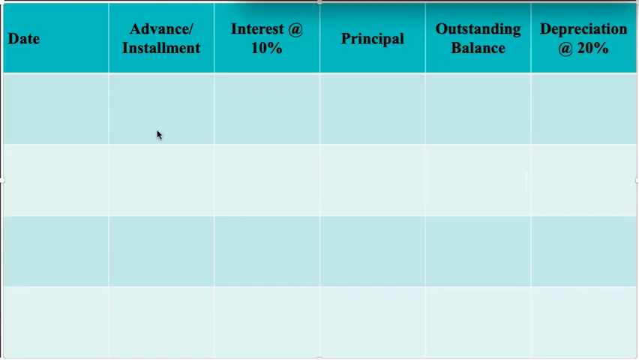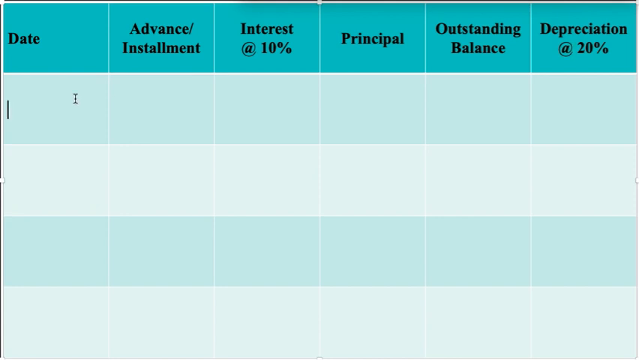Now we will put all this information, whatever solution we have made, in table format here. We have here first the date, then advance and installment, then interest at 10%, then principal amount, then outstanding balance, and then depreciation at 20%, right?